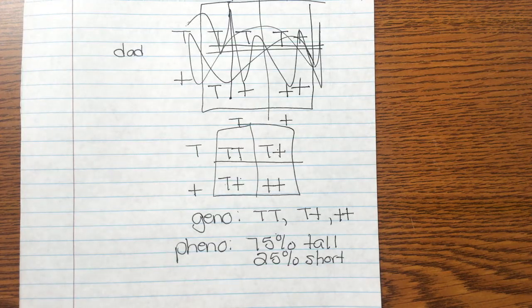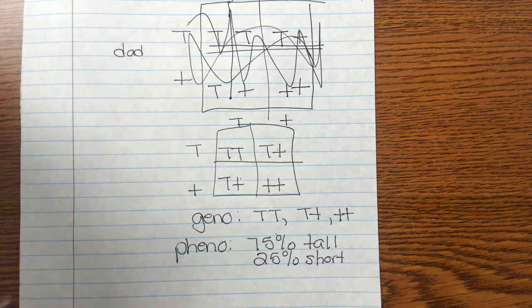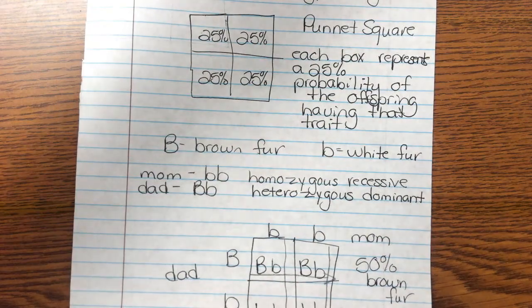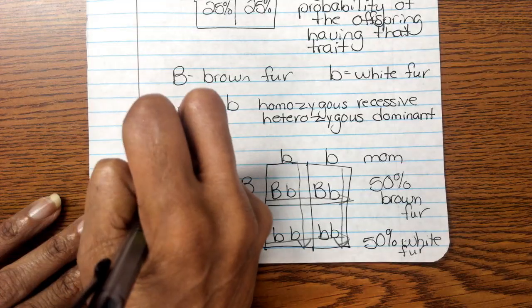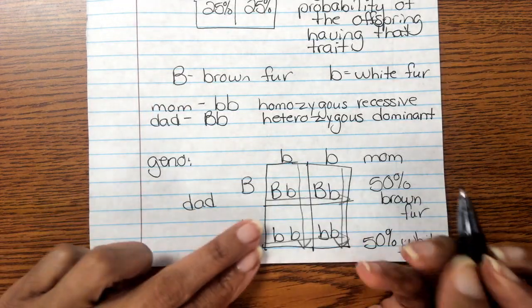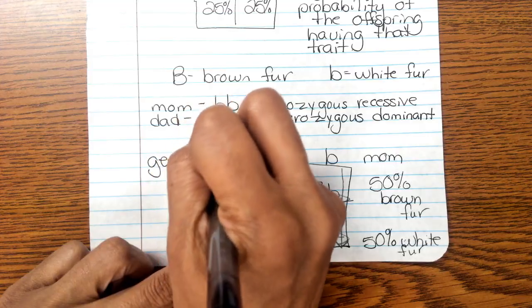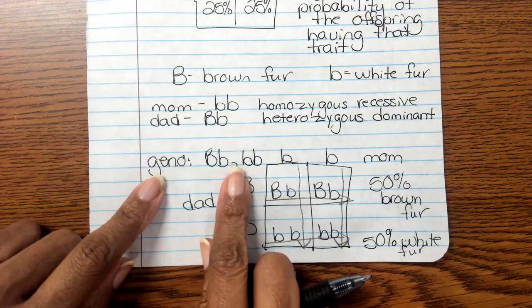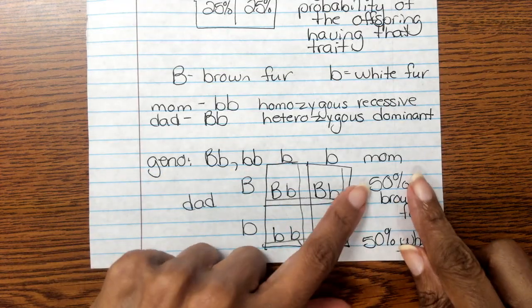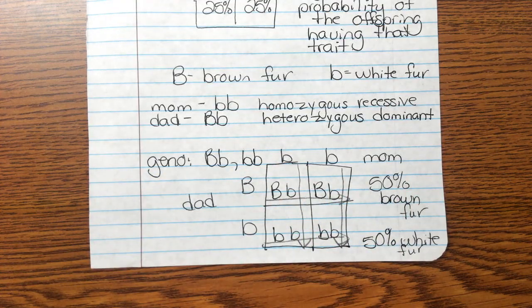So if you see a question on your test like that, that's how you look at it. And I'm going to go back and do that on this one too. I didn't do it on this one. So your genotypes for this one, you have big B, and little b, little b. So those are your genotypes. And then we already did the phenotype. 50% chance of brown fur, 50% chance of white fur.